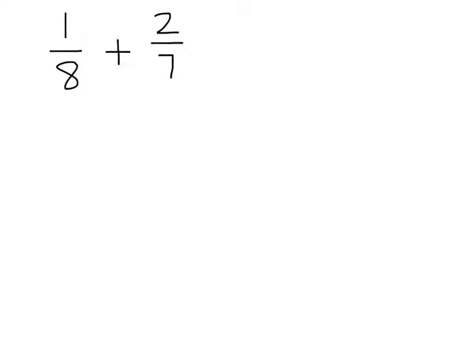Okay, so here is your example problem A. Notice the denominators are not the same. This is an 8, this is a 7, so they're not the same. So here's how you're going to find a common denominator. This one's an 8, so to get a common denominator, you're going to look at this one and multiply the top and the bottom by 7. You now get 7 on the top over 56 on the bottom.